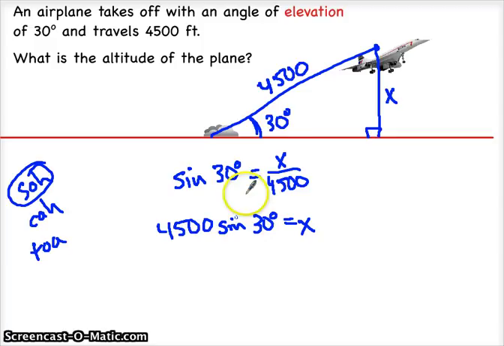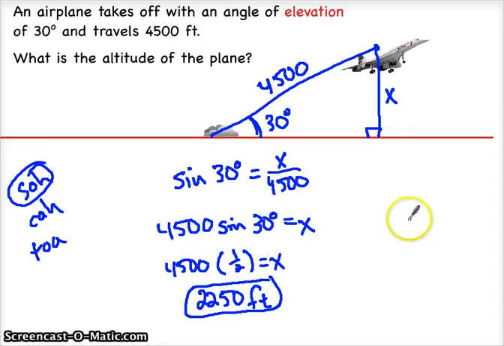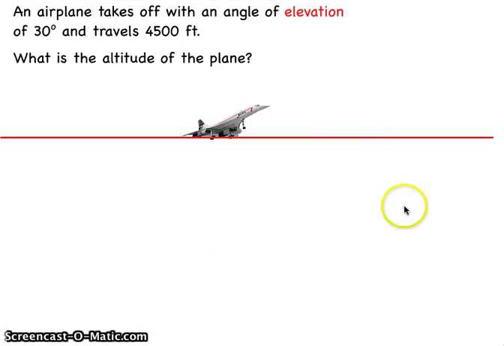And if you remember from our special triangles, 30-60-90 triangles, the shortest side is always half the hypotenuse because the sine of 30 is always equal to exactly 1/2. And we can quickly find that 2,250 feet would be the answer to our problem, the altitude after having traveled 4,500 feet. Again, that's a good angle of elevation problem.